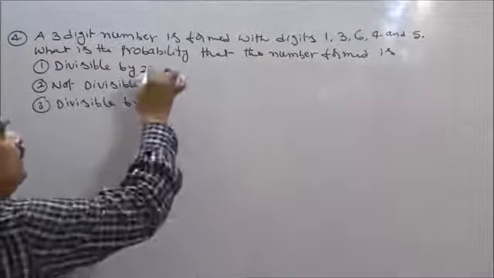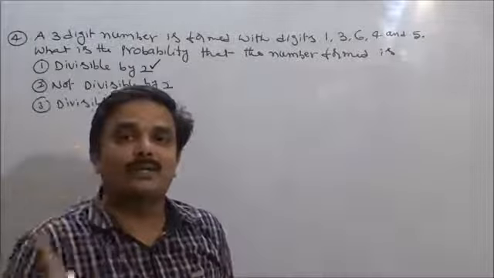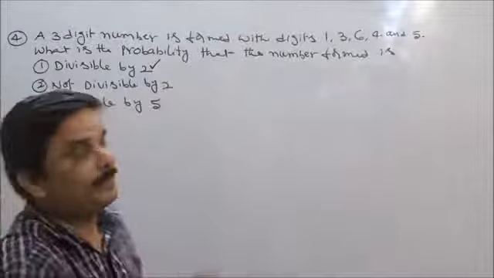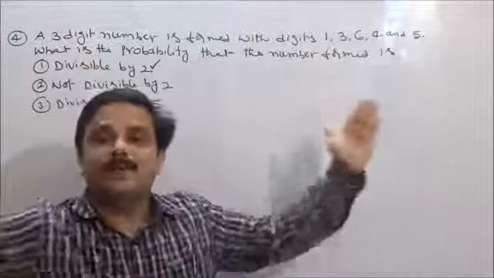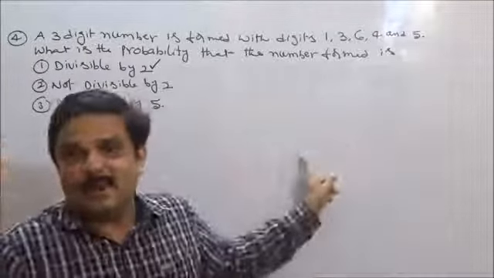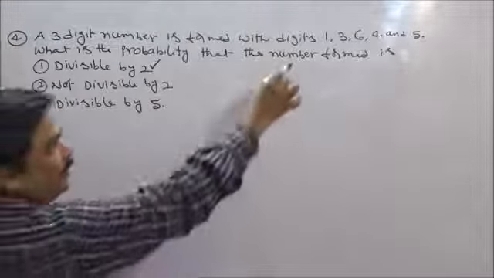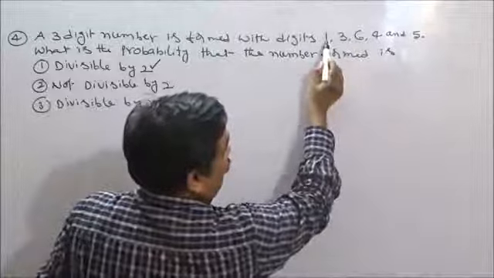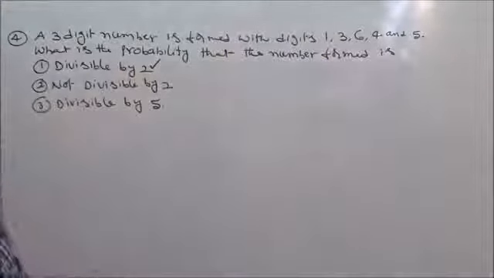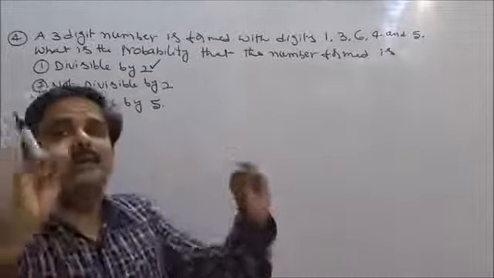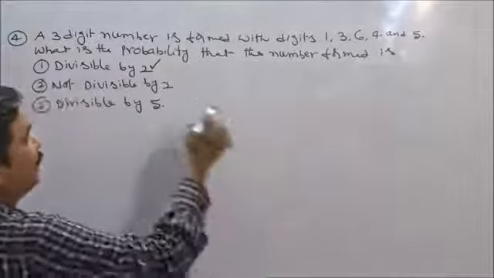Let us take the first question. For the first, second or third, the sample space should be the same. What is that sample space? Sample space means exhaustive events, the total possible outcomes. How many digits are there? 1, 2, 3, 4, 5. Using these 5 digits, how many total 3-digit numbers can be formed without any condition?